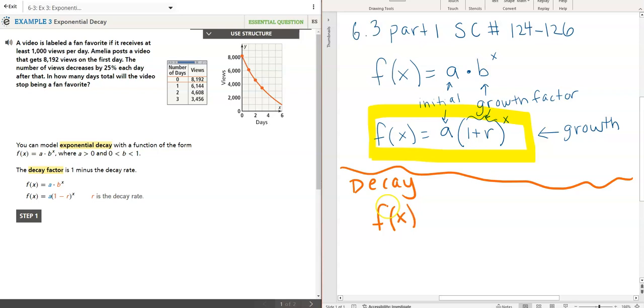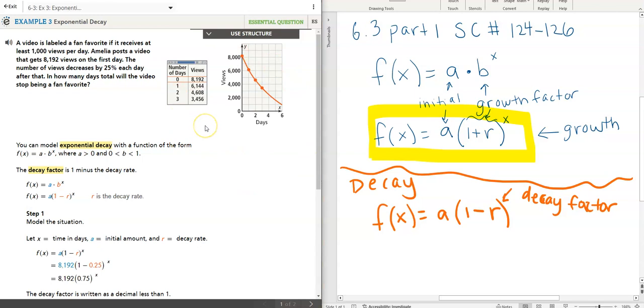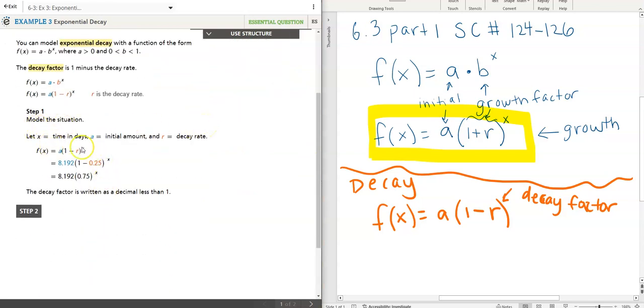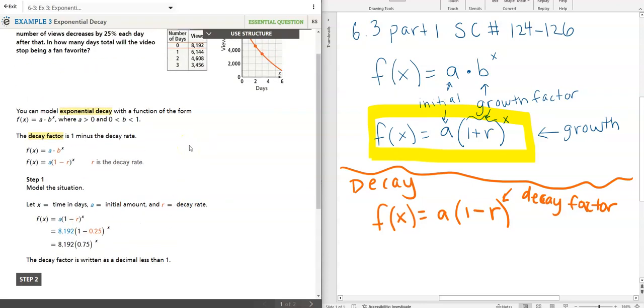So my exponential decay function is going to look very similar, but here I'm subtracting. This R we're going to call a decay factor. And again, you're writing this all down in your notes so that you know what I mean when we're talking about this. Okay, there's our equation. So if I'm taking the information from here, I'm first going to model the situation where, again, letting X be the time in days, how many days go by. A is our initial amount of views, and R is our decay rate, how much it's going down.